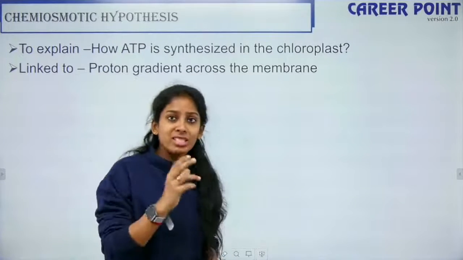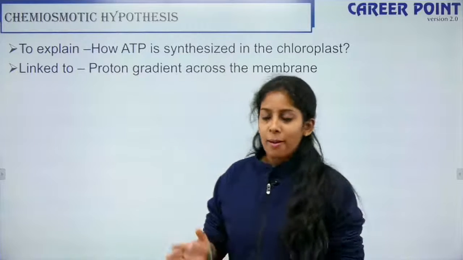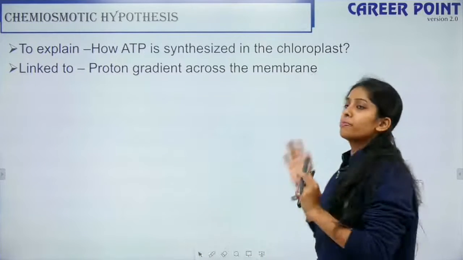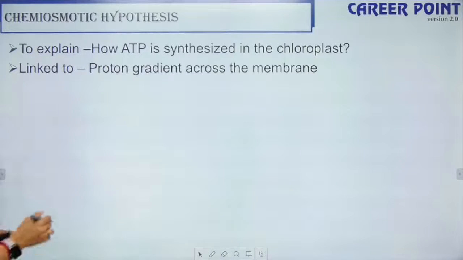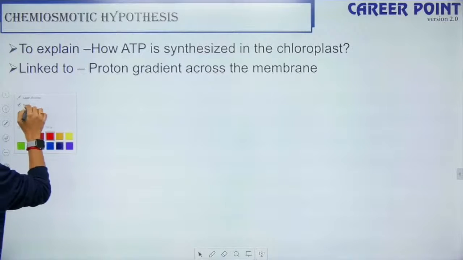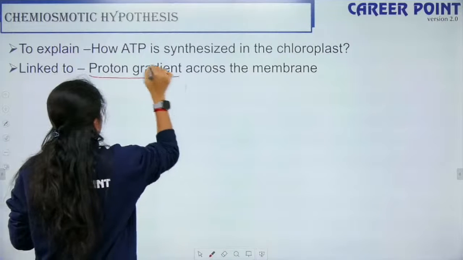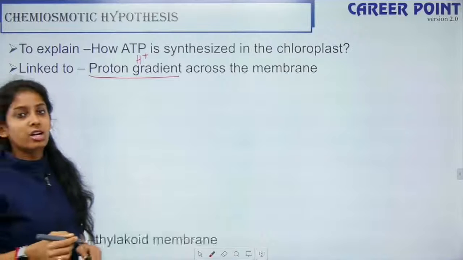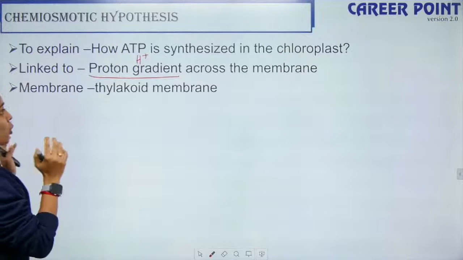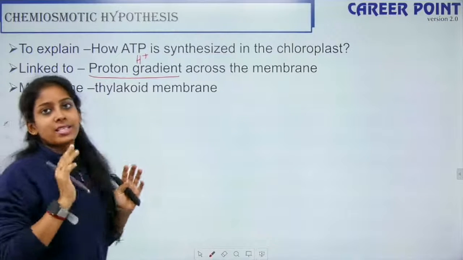If this Chemiosmotic hypothesis has to happen, there has to be a proton gradient. I hope you know what a proton is. A proton is a positive H plus ion. A proton gradient is across the membrane. So which membrane is it here? The membrane is the thylakoid membrane.